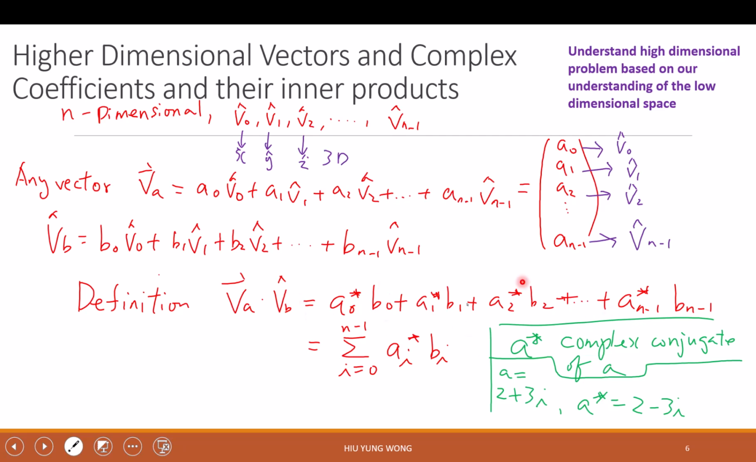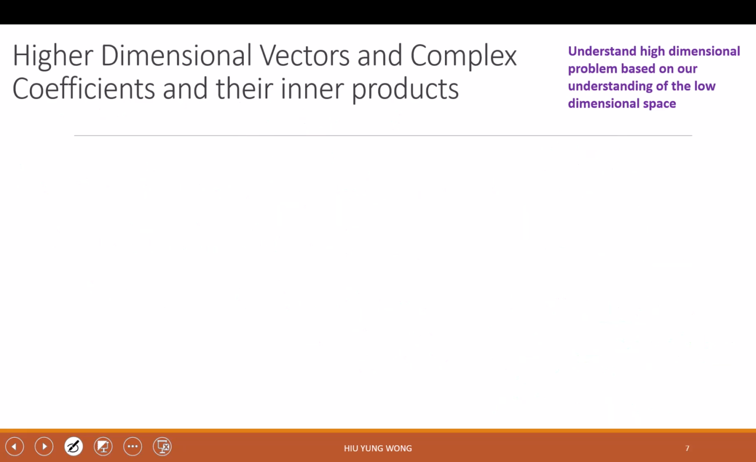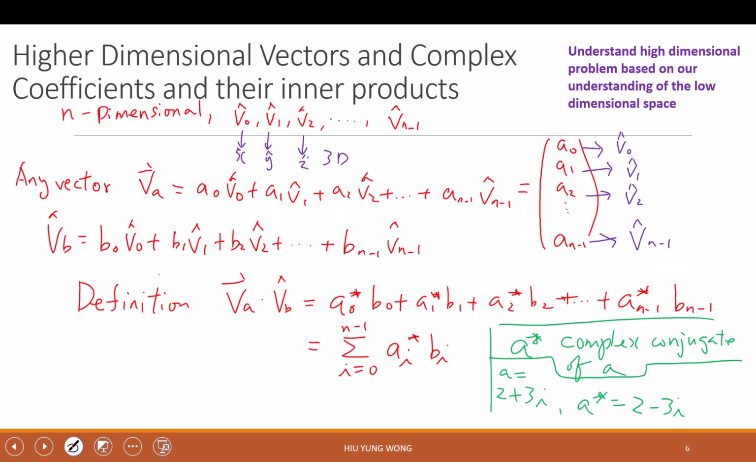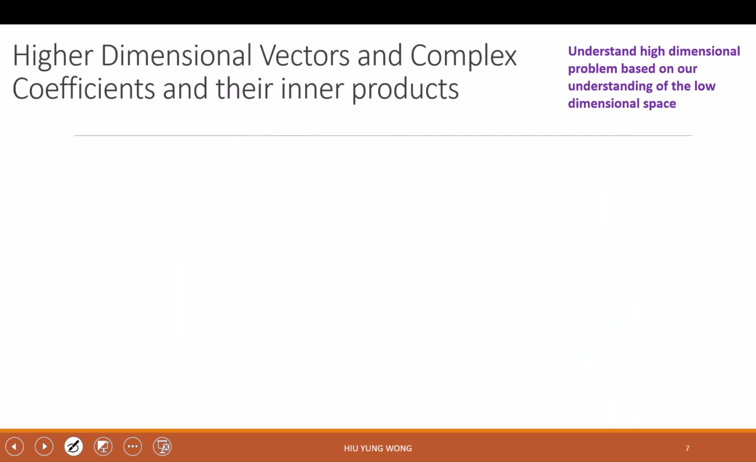So this is the equation you need to memorize. Any questions? Yeah, so let's continue. Let's put it in column form, although I already wrote one of them earlier.